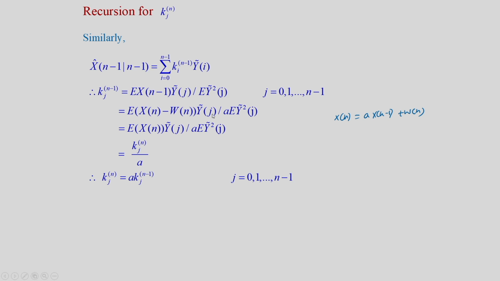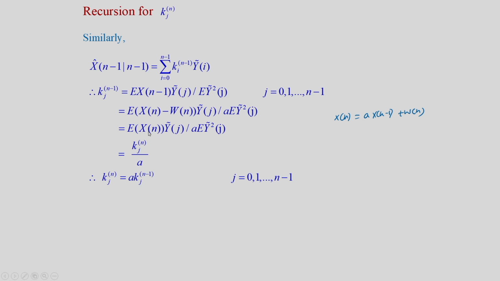Now, w(n) is independent of ỹ_j, because this involves data up to n-1, j going from 0 to n-1, but w(n) is the noise at instant n. Therefore, it is uncorrelated with all previous data, and this term will become 0. So, we will only have E[x(n) ỹ_j] divided by a E[ỹ_j²]. So, this is the expression.